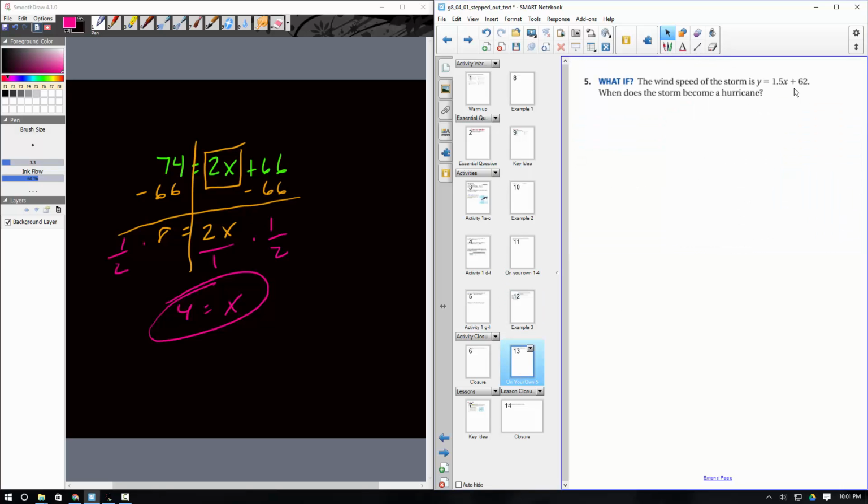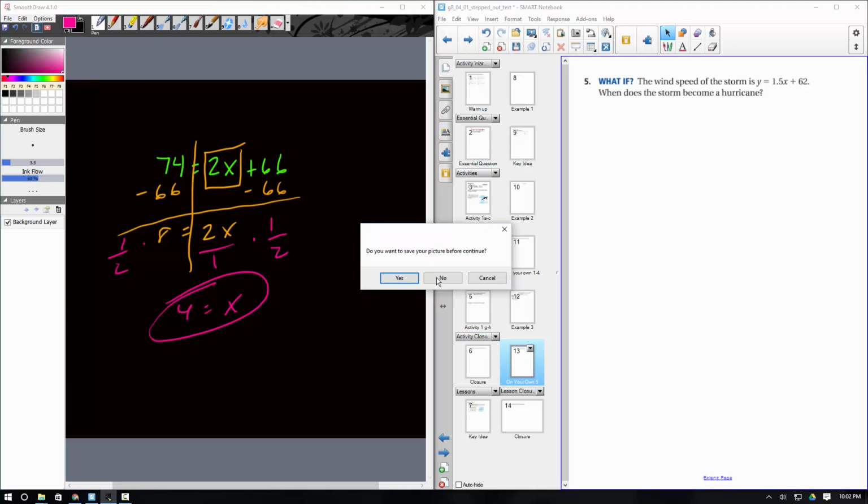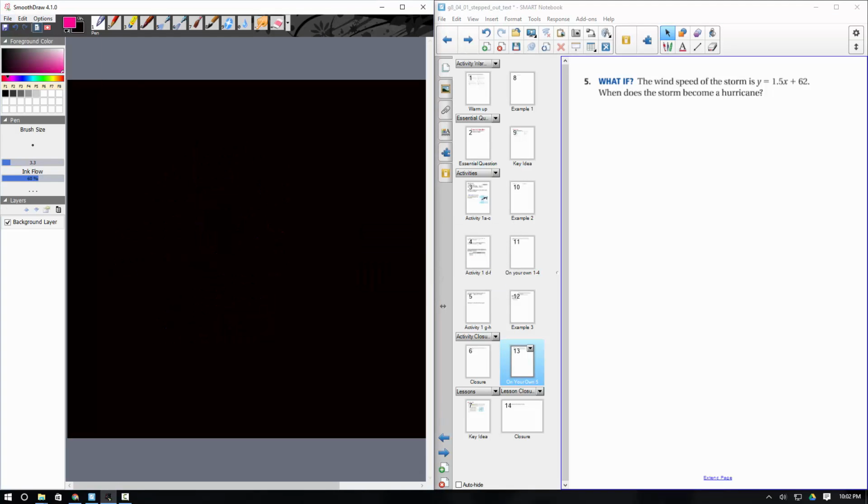And now it's saying here it is. When will it become a storm? Or when will it become a hurricane? So we're going to do the same thing. Again, it was 74 degrees as a hurricane, right? So I'll have 74 equals 1.5x plus 62.